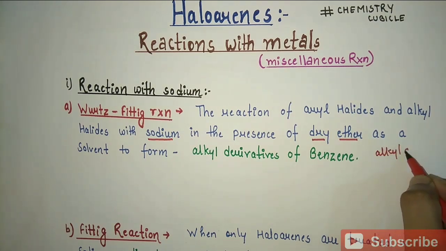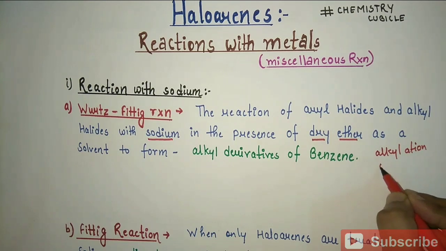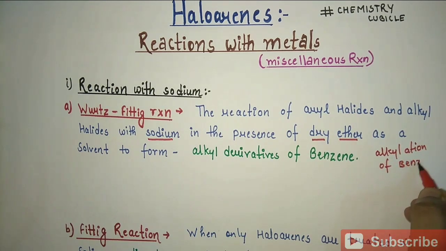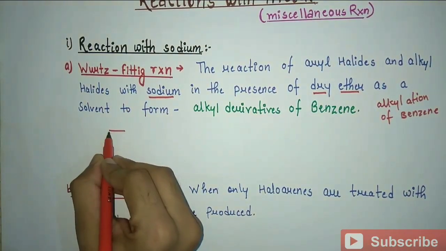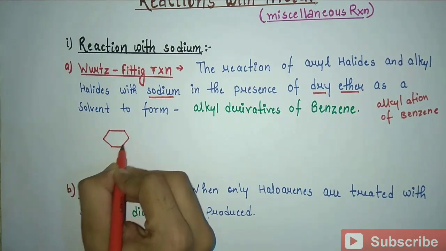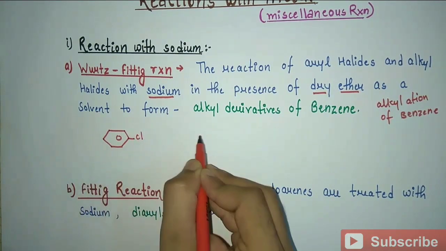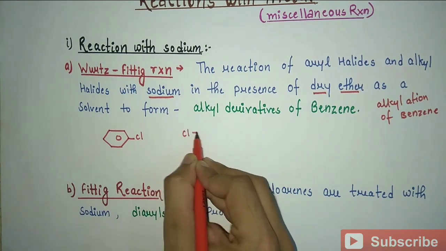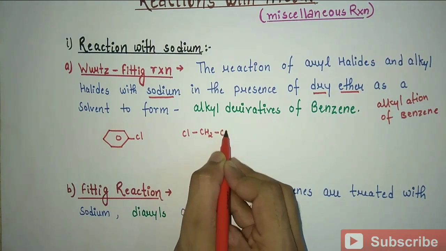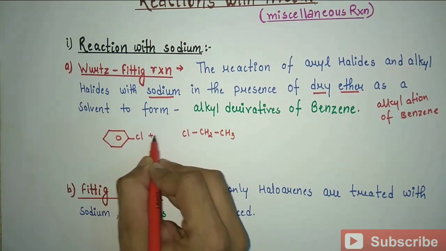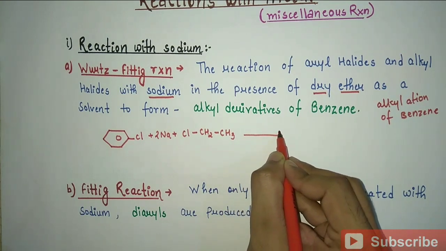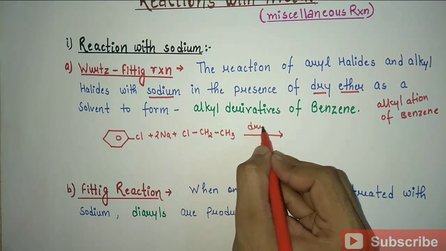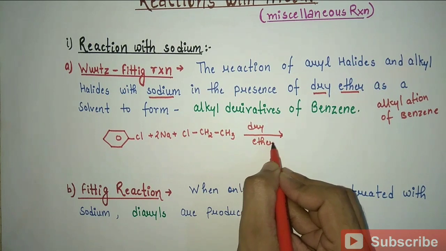So let's see how the Wurtz-Fittig reaction works. Let's suppose this is our chlorobenzene, and this is our ethyl chloride, Cl, CH2, CH3. It reacts with 2 moles of sodium metal in the presence of dry ether. The solvent is dry ether.